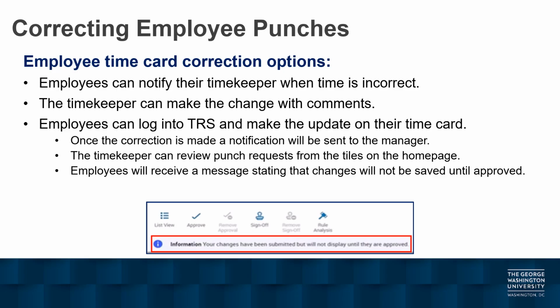Correcting employee punches. Employee time card correction options. Employees can notify their timekeeper when time is incorrect. The timekeeper can make the change with comments. Employees can log into TRS and make the update on their time card. Once the correction is made, a notification will be sent to the manager. The timekeeper can review punch requests from the tiles on the home page, and employees will receive a message stating that changes will not be saved until approved.